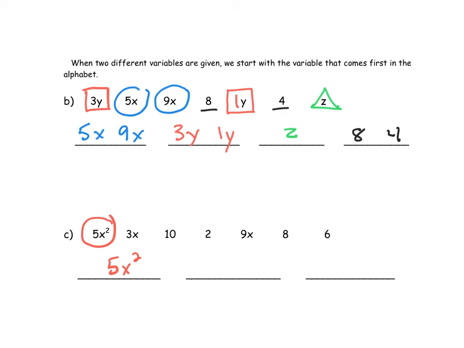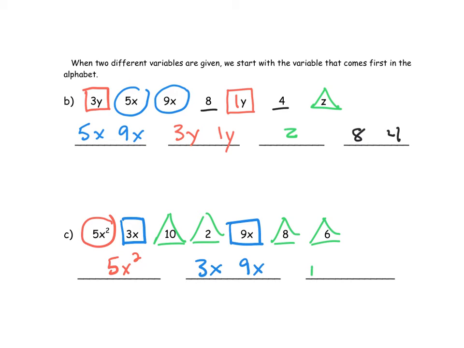Now I'm going to move on to the terms that just have x without the square. And I see 3x and I see 9x. So these are like terms. And then we're done with all the x's. Now we're going to move on to the constants. I have a 10, 2, 8, and 6. Oh, there's a lot of terms that are just constants in this list. So that is our list of terms.